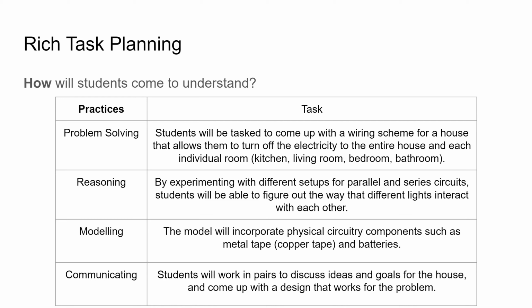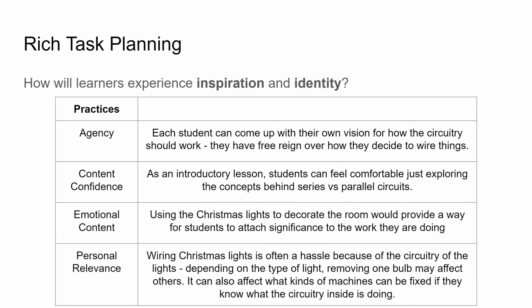The reasoning here is by experimenting with different setups for parallel and series circuits, students will be able to figure out the way that different lights interact with each other. With the modeling, the model will incorporate physical circuitry components. We have the metal tape, we have the batteries, we have the paper, etc. And then with communicating, students can work in pairs to discuss ideas and goals for the house and come up with a design that works for the problem.